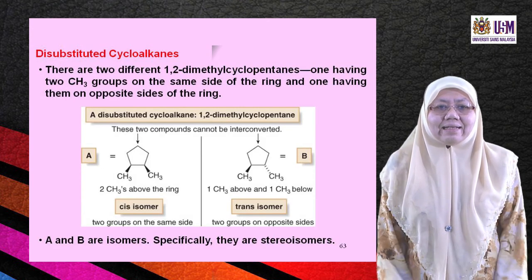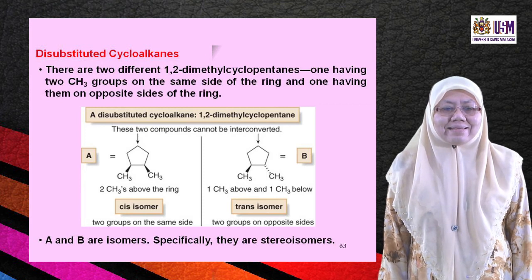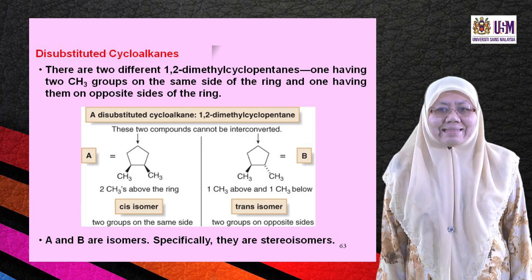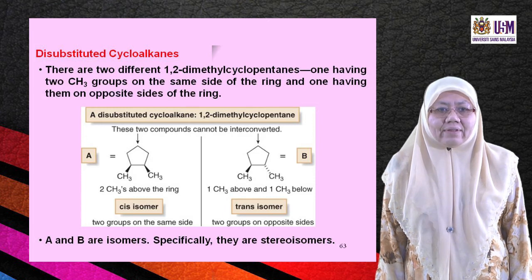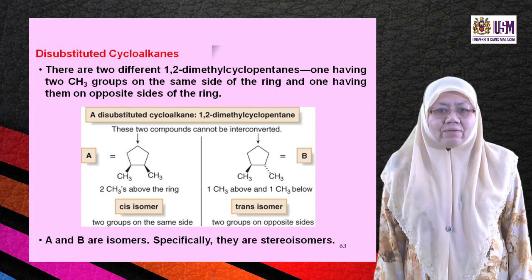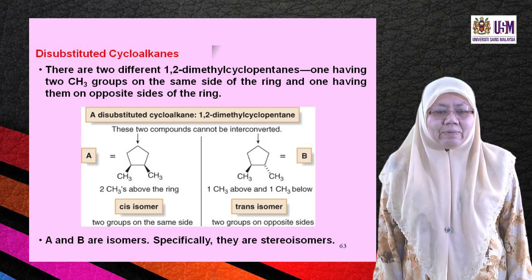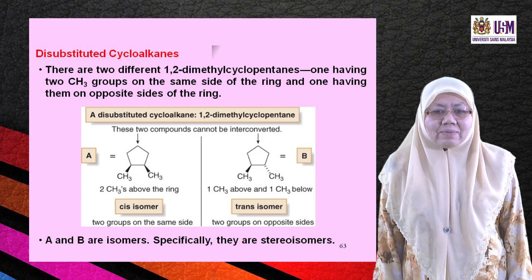Now let us look at disubstituted cycloalkanes. There are two different 1,2 dimethyl cyclopentanes, one having two methyl groups on the same side of the ring and one having them on opposite sides of the ring. Let us look at the example given below. In A, we can see both the methyl groups are on the same side of the ring, so it is called the cis isomer. But for B, the methyl groups are on opposite sides. This is the trans isomer.